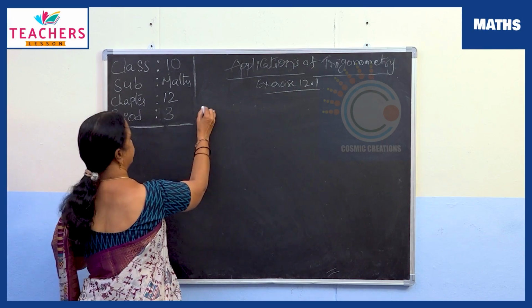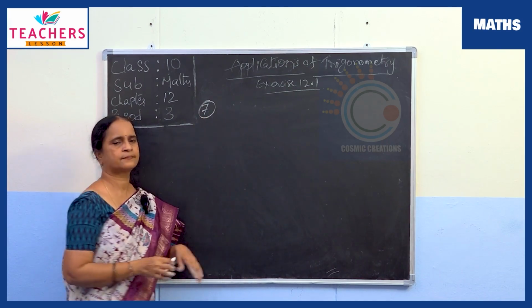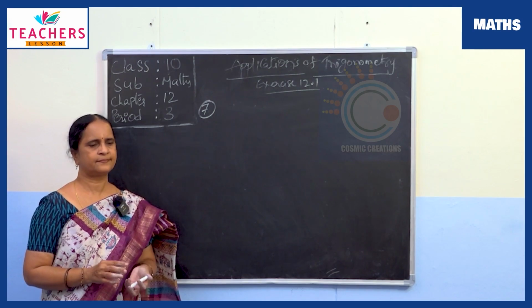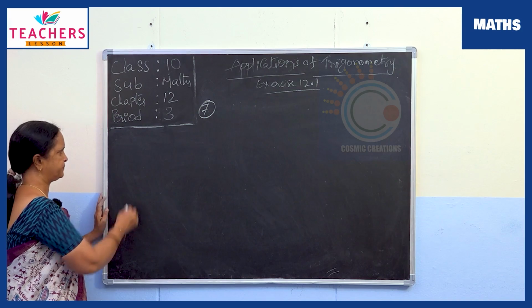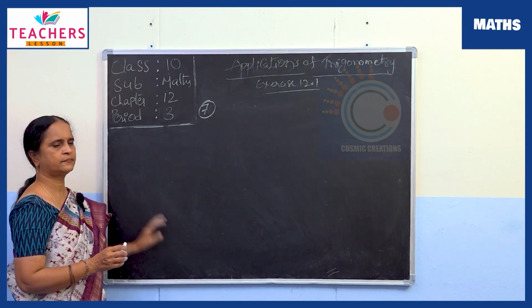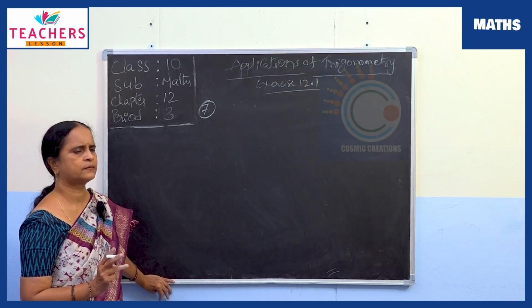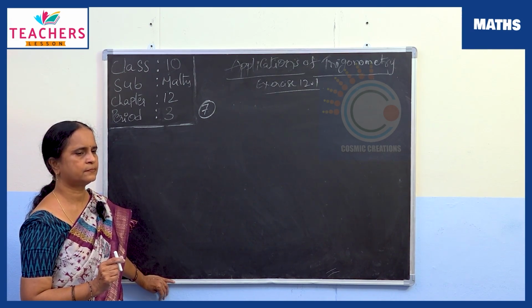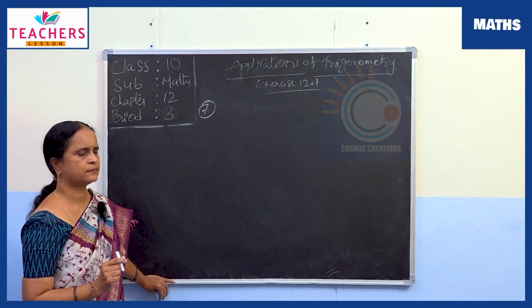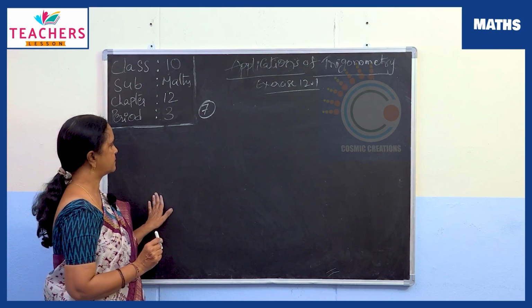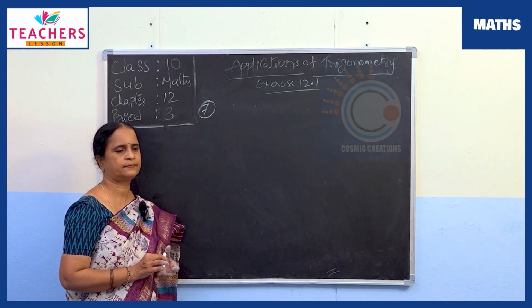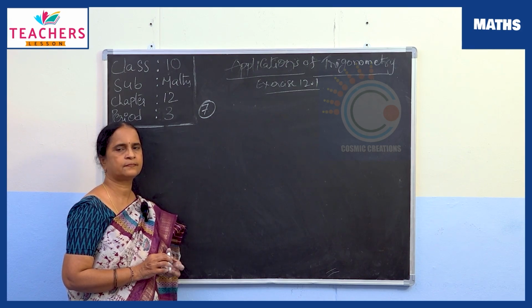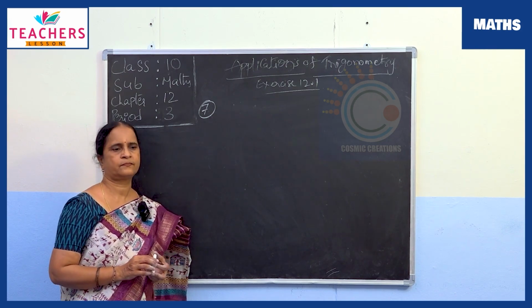7th one. An electrician wants to repair an electric connection on a pole of height 9 meters. He needs to reach 1.8 meters below the top of the pole to do the repair work. What should be the length of the ladder which he should use when he climbs it at an angle of 60 degrees with the ground? What will be the distance between the foot of the ladder and the foot of the pole?